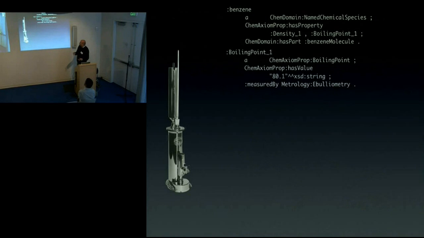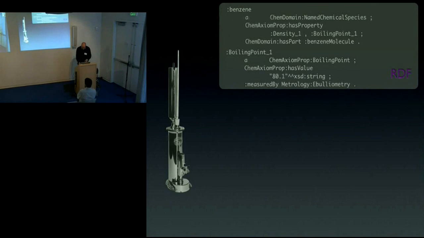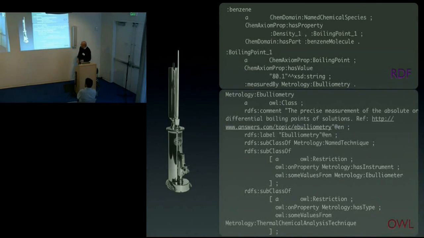So here is more data about benzene in RDF. It's the same thing. We're saying that benzene, only this time we're talking about benzene, not the molecule, but benzene, the substance, has a property which is a density and a boiling point, and the boiling point has a value, and it was measured by a measurement method called ebulliometry. And here, by the way, you see the mixing of various namespaces and various URIs, because the Q names are drawn from different domains. So that's the RDF. Now then, I can look up what some of those terms in my RDF mean.